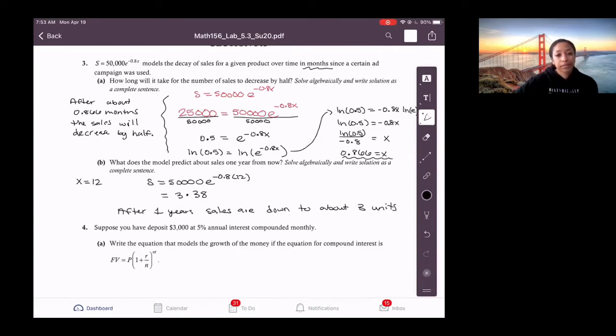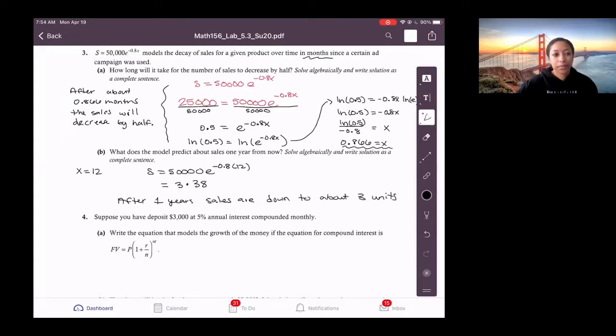But woo, they should run that ad campaign again. This is a sad story. They started off with 50,000 sales, and then after a year, they're down to just 3. That's a big hit to business. I think they might need to afford to run those commercials once or twice again.